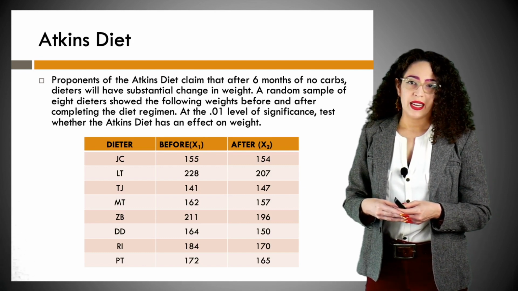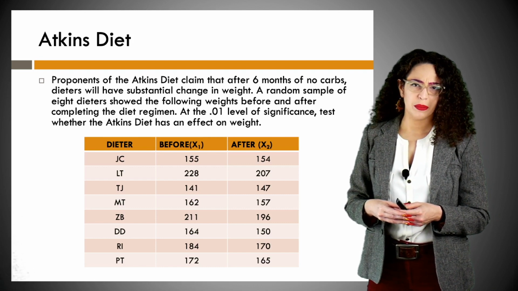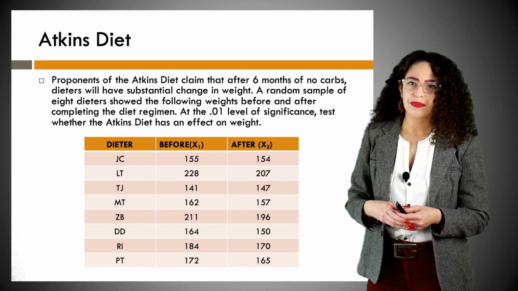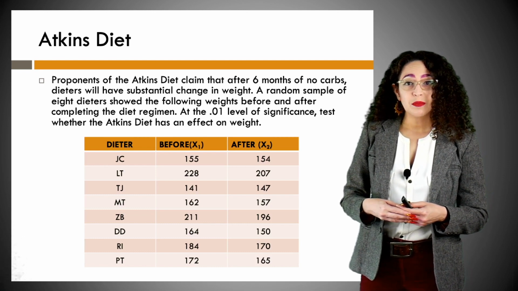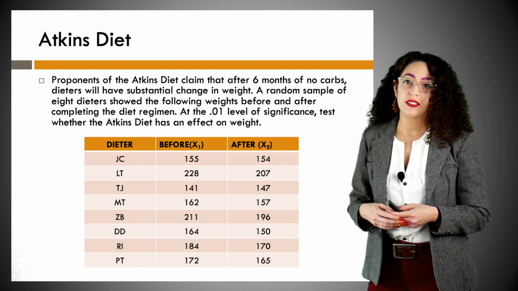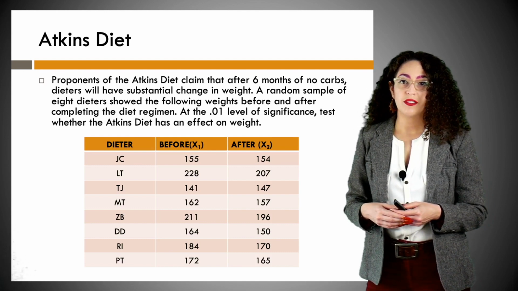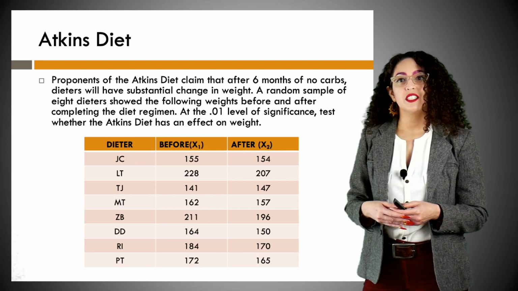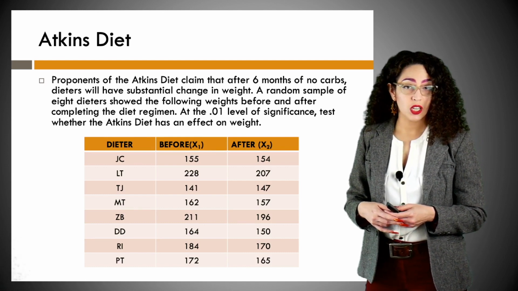Proponents of the Atkins diet, this is an old example from some book. I need to change that more to like keto diet or paleo. They claim that after 6 months of no carbs, dieters will have a substantial change in their weight. A random sample of 8 dieters showed the following weights before and after completing the diet regimen. At the 0.01 level of significance, test whether the Atkins diet had an effect on weight.